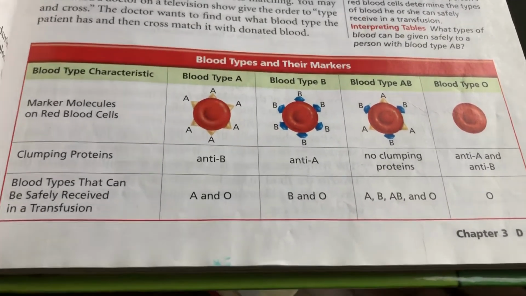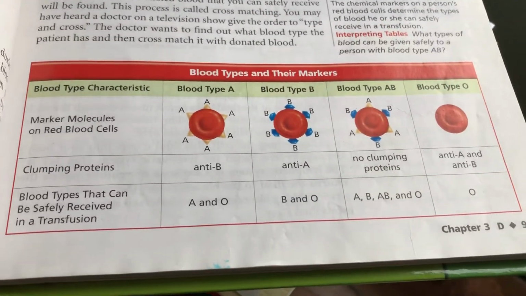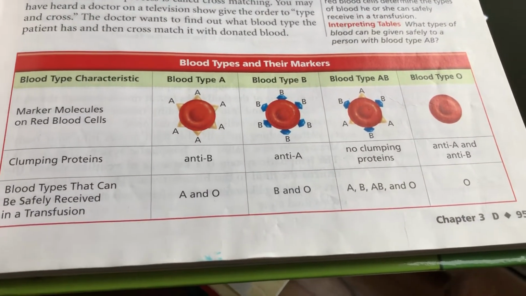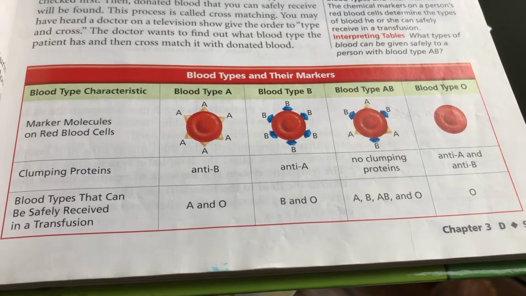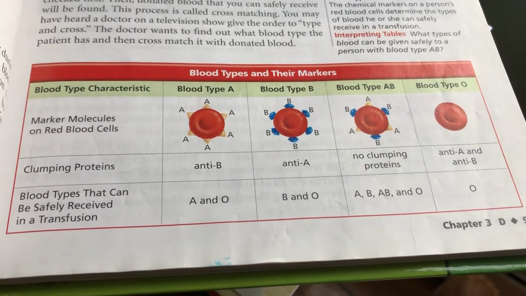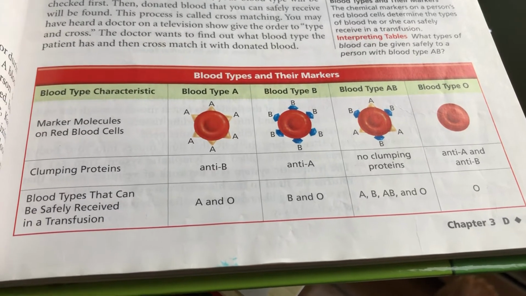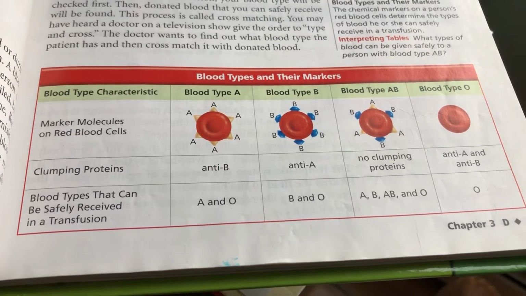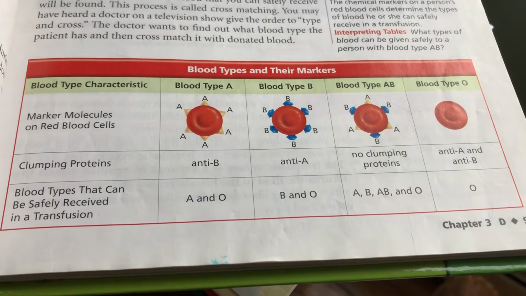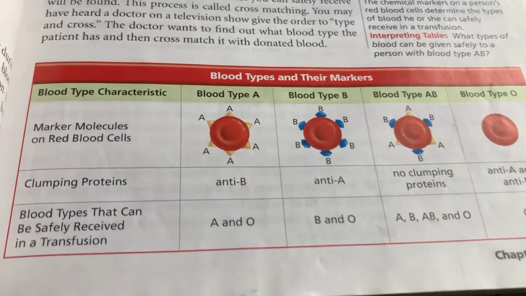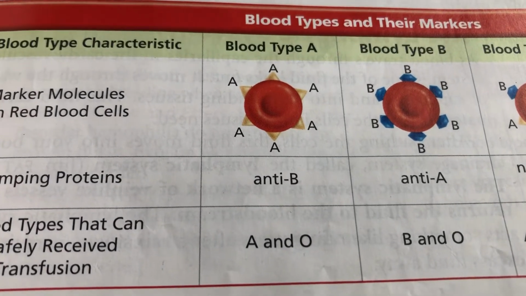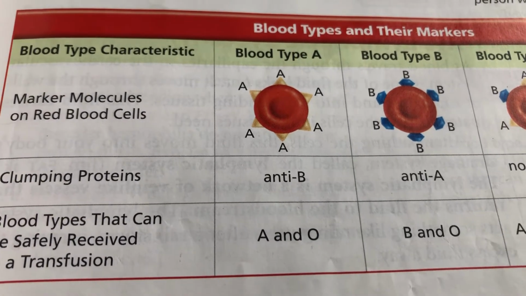It's very similar to this. What I like about this one is how simple it is. It doesn't show you Rh factor, which is what determines whether a blood type is positive or negative, but it does show you type A, B, AB, and type O blood cells. And it shows them with their marker molecules on them. Let's just focus on blood type A for a second. Notice it has those marker molecules.